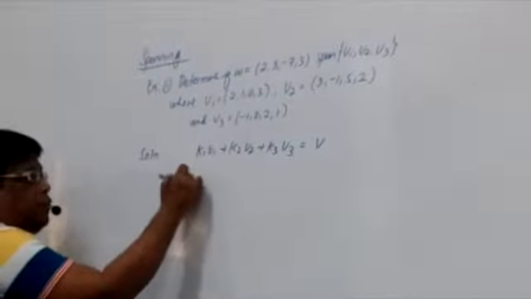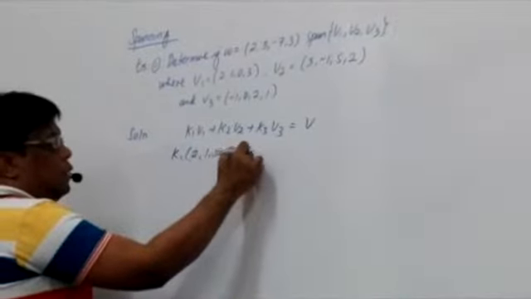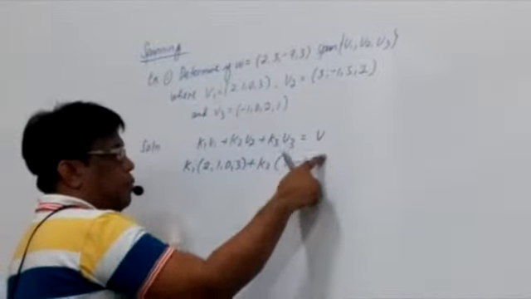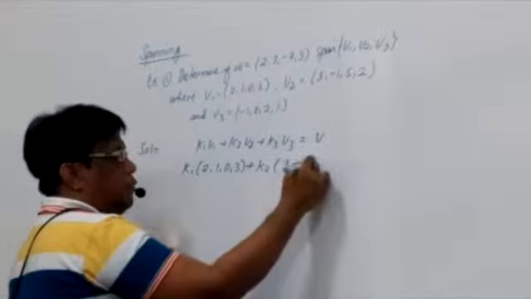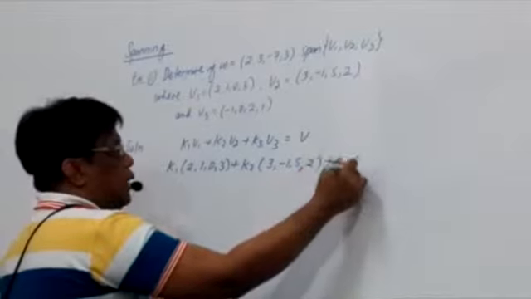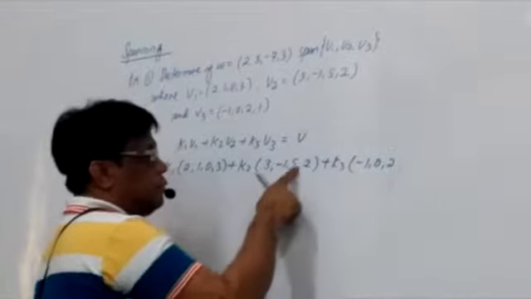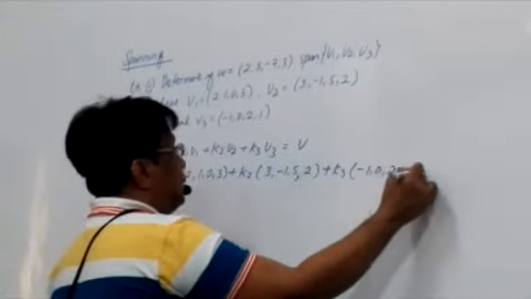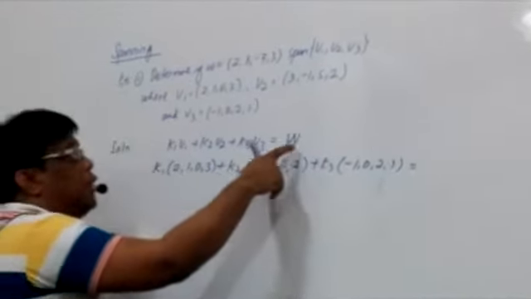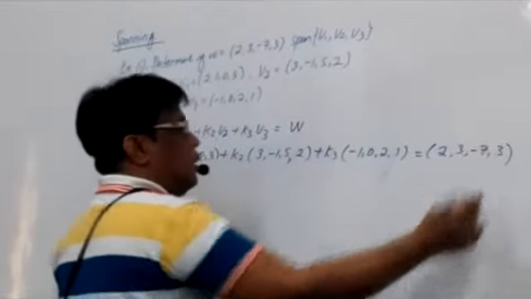So we have now K1 multiplied by V1, which is (2, 1, 0, 3), then K2 multiplied by (3, -1, 5, 2), plus K3 multiplied by (-1, 0, 2, 1). Where you have equal to the vector W, sorry, it should be vector W, which is (2, 3, -7, 3).